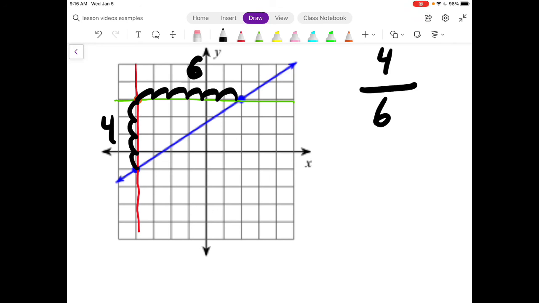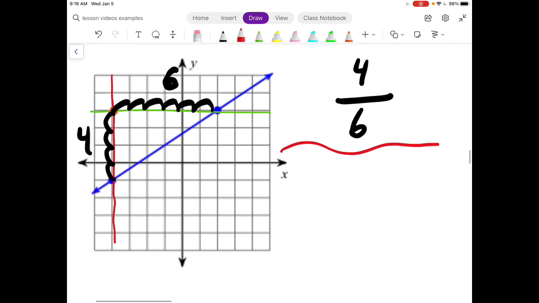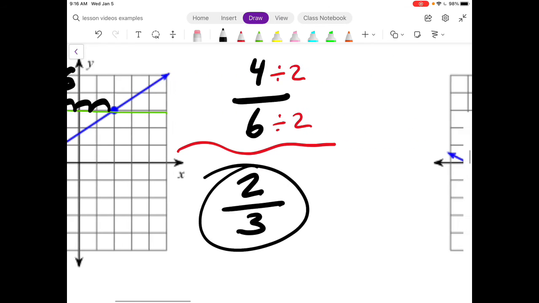However, we are not finished because we can simplify this fraction. The largest number that will go into both 4 and 6, since they're both even, is 2. So if we divide both the numerator and the denominator by 2, you would find out that the slope of this line is actually 2/3. 4 divided by 2 is 2. That's our rise. 6 divided by 2 is 3. That is our run. 2/3 is our slope.